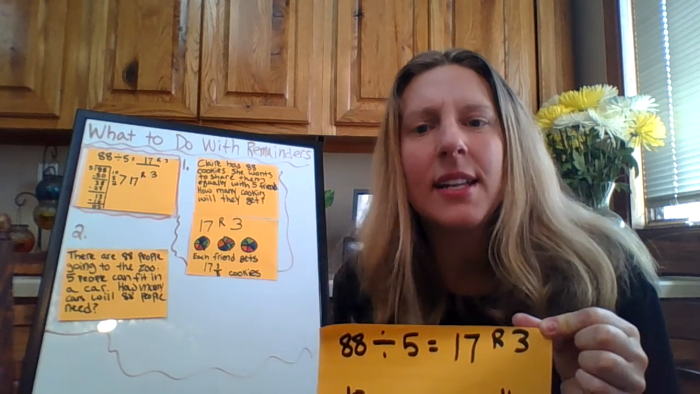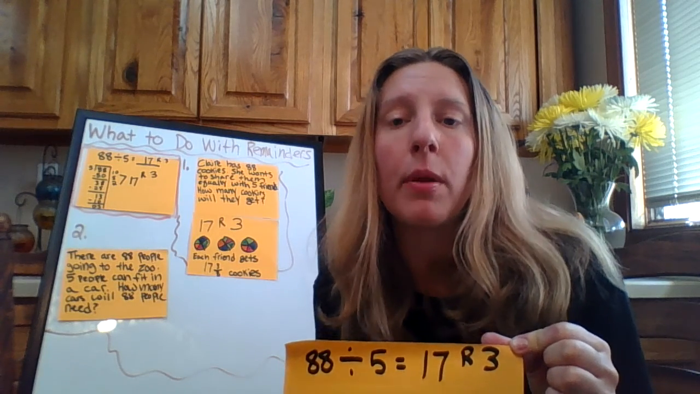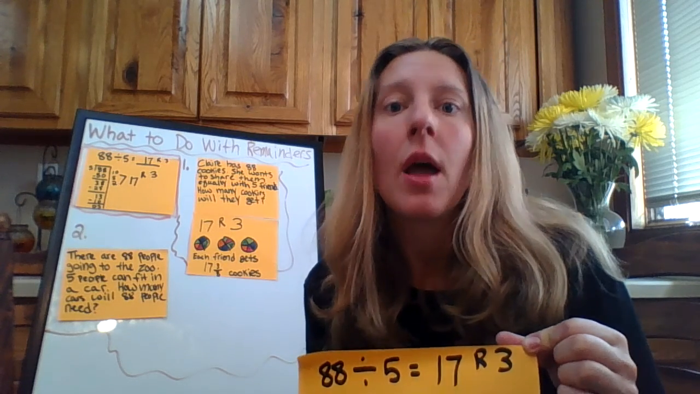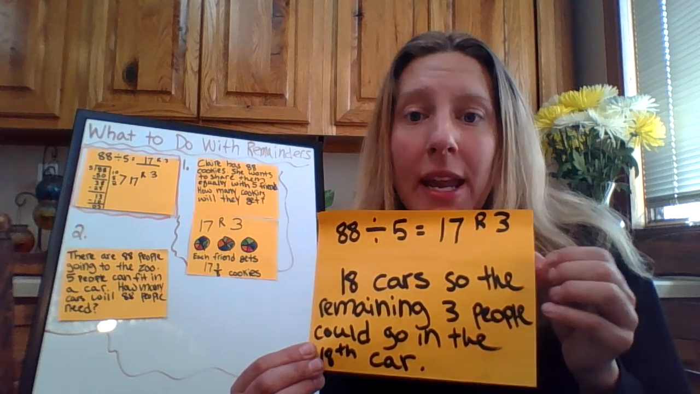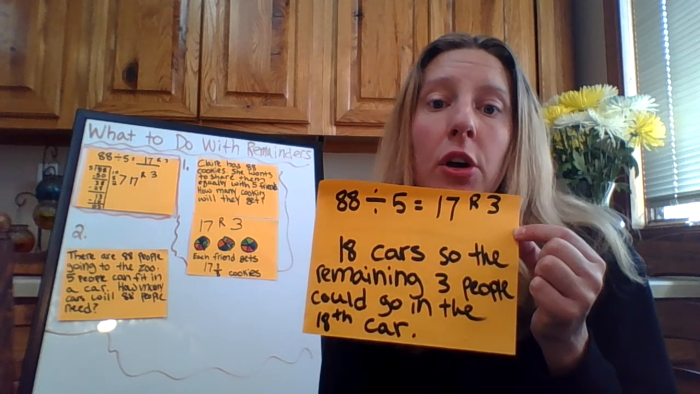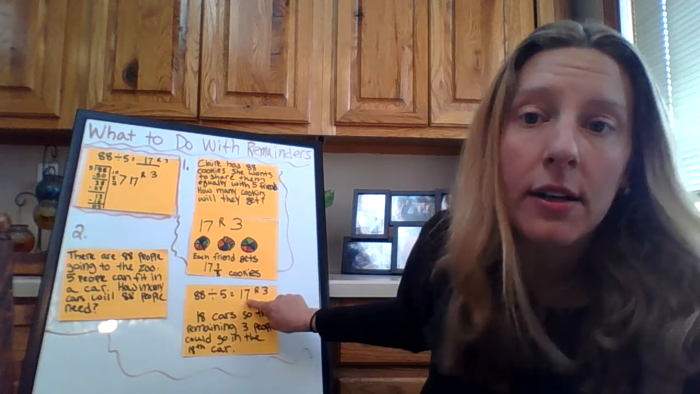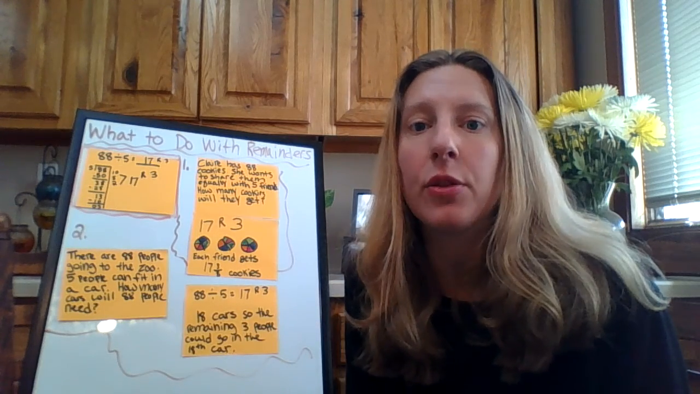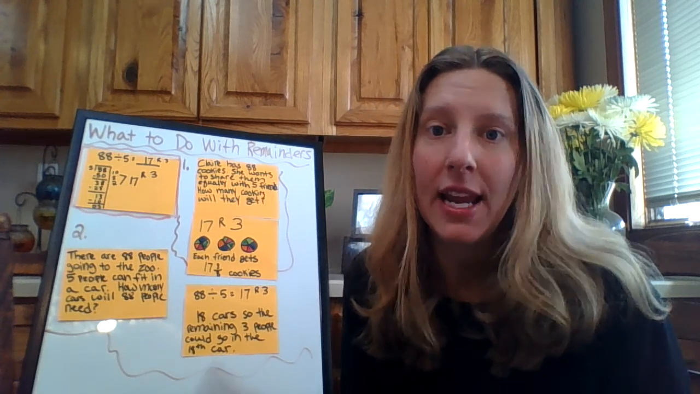However, 17 remainder 3 doesn't answer my story problem question. It doesn't tell me how many cars we will need. So this is an example of a division problem with a remainder where we have to round up. So I wrote my answer would be 18 cars. So the remaining 3 people could go in the 18th car. Okay, so we would need not 17 cars, but 18 cars. If we only took 17 cars, that would mean that 3 people wouldn't be able to go on the trip. So we would need an 18th car.